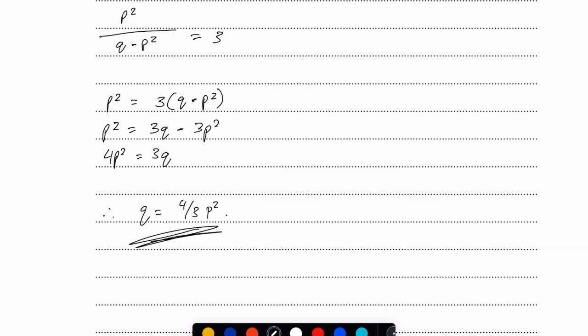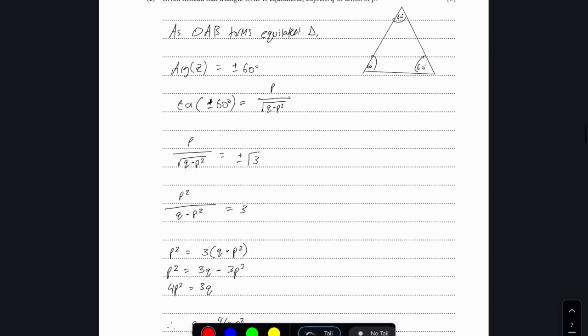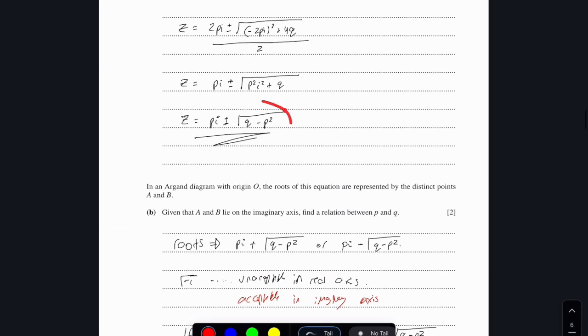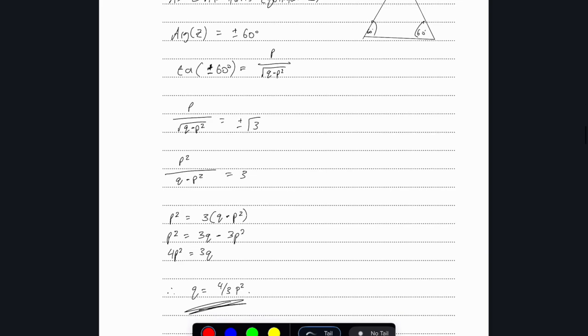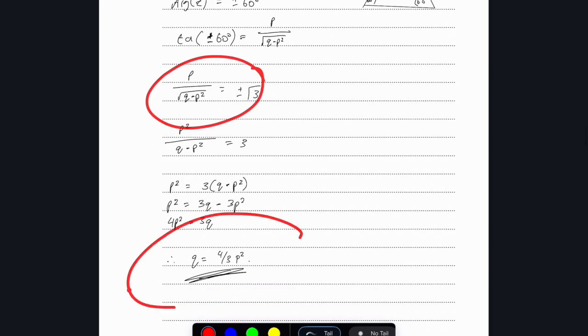And that's going to be your final answer for that question. Again, they're trying to trick you out. This is very much an understanding type of question. So, OAB is equilateral, so we've got 60 degrees, 60 degrees, 60 degrees. And the argument of z, which is our complex number here, is equal to 60 degrees. An argument obviously implies tan theta. So tan of plus minus 60 degrees is equal to p over the square root of q minus p squared. So this equals plus minus root 3, which gives us this in the end.